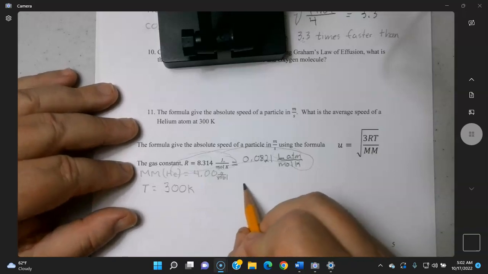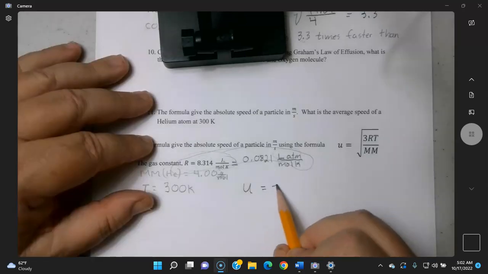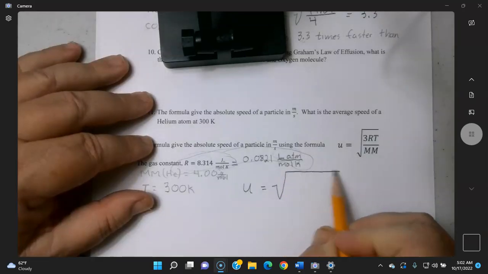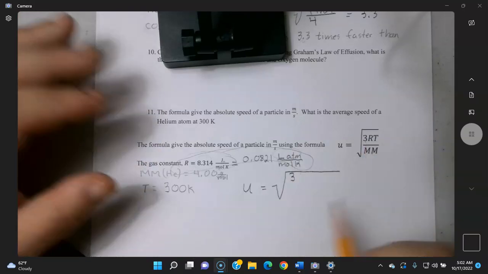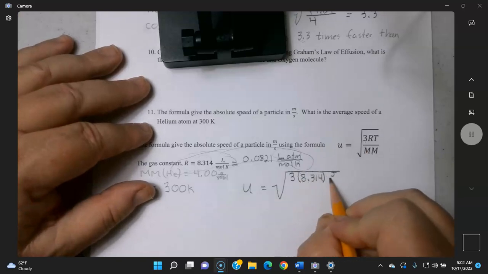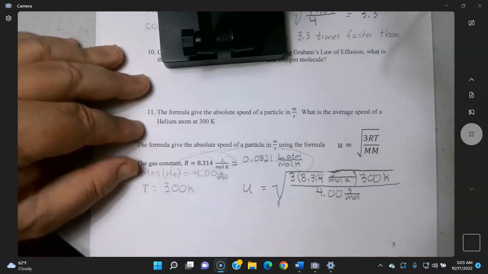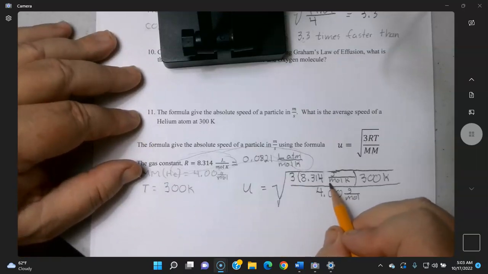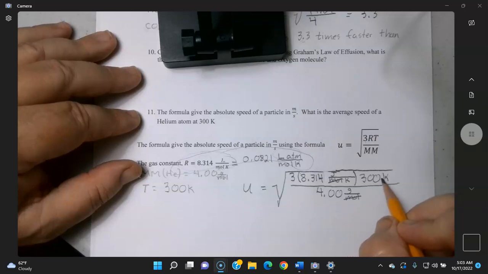So here we go. We're going to plug in. And u is used in chemistry for meaning the speed here. So here we go. And the 3 has no units to it. It's just a number that's part of the equation. Okay, so the units are going to be a little odd here. You have moles in the numerator bottom and in the denominator bottom, so they cancel. And then on the top, Kelvin, numerator top, numerator bottom.